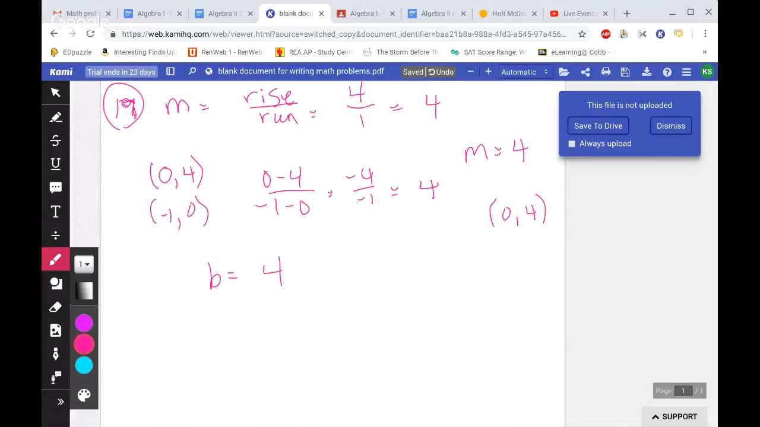Y'all are doing great this morning. Good team effort. Love it. Okay, so now I have my slope and I have my y-intercept, so I can write my equation in slope-intercept form.